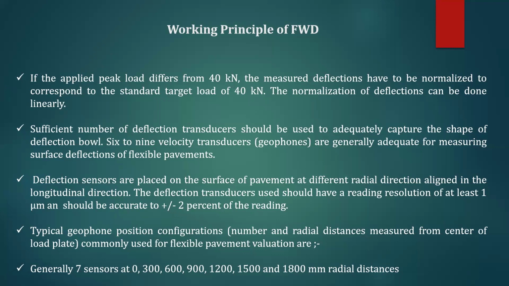Typical geophone configurations: IRC generally suggests placing 7 sensors. These are at radial distances of 0, 300 mm, 600 mm, 900 mm, 1200 mm, 1500 mm, and 1800 mm.